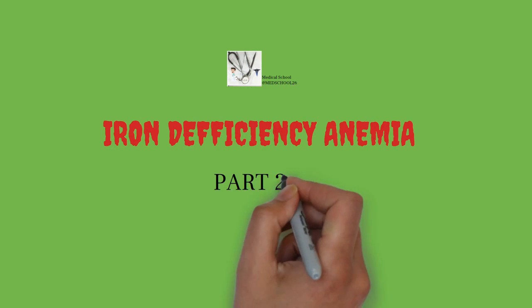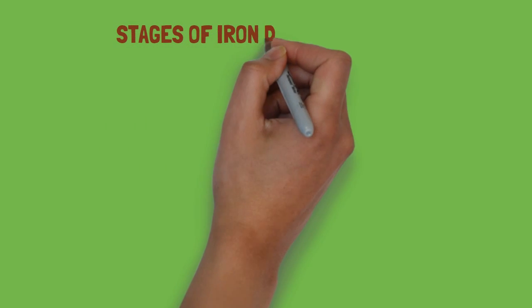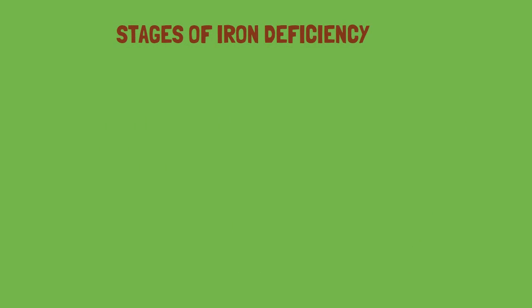This is our last topic on iron deficiency anemia. In this, we are going to understand the progression of iron deficiency anemia, which is divided into three different stages: negative iron balance, iron deficient erythropoiesis, and iron deficiency anemia.